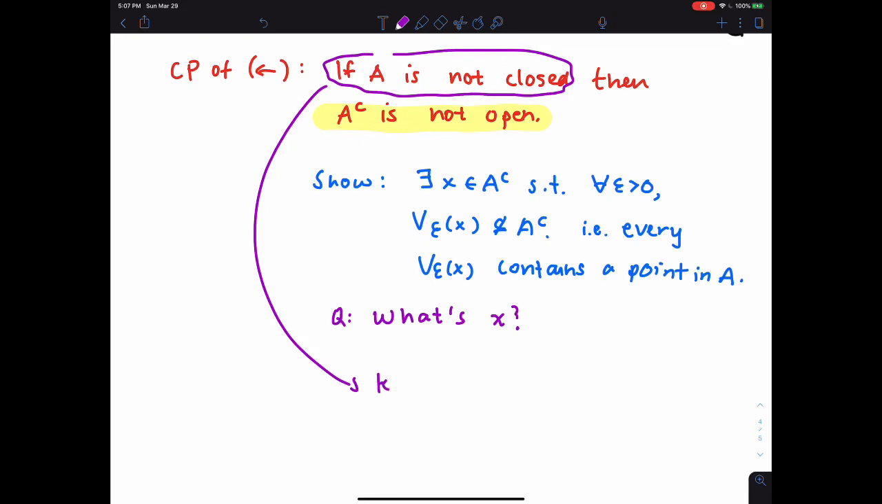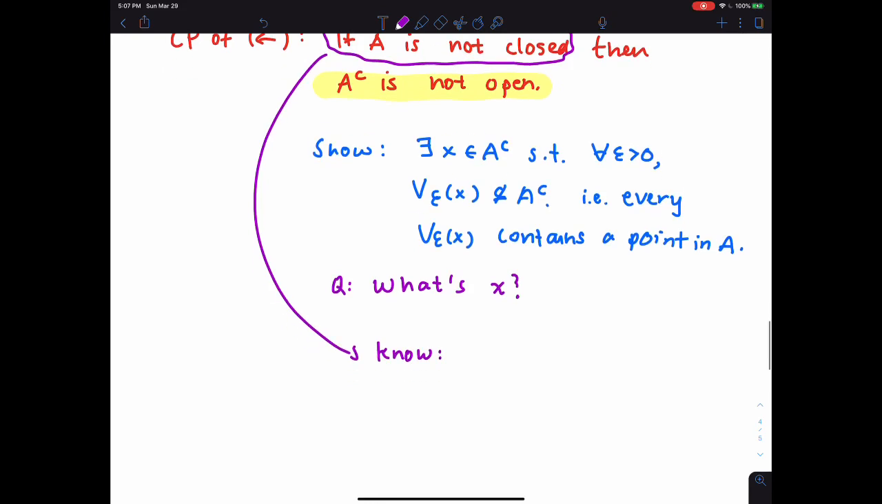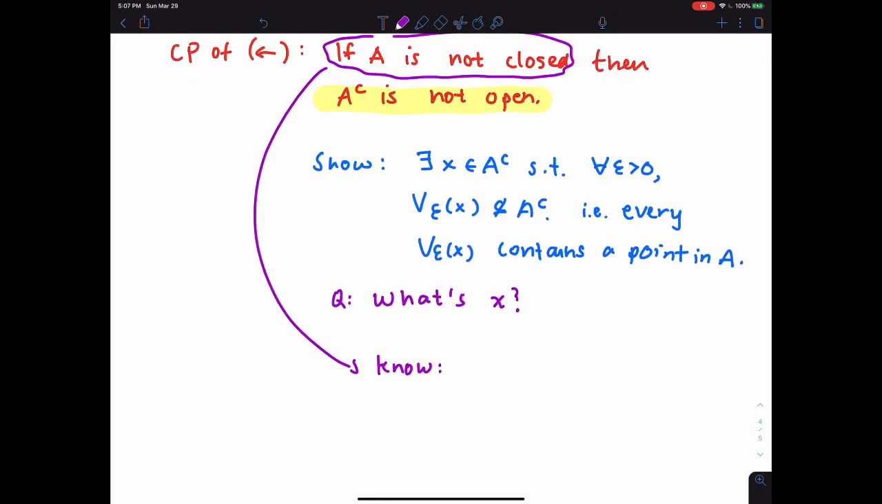We know that we're not closed. And so remember what that means. We know that there has to be a sequence. Now, the set that's not closed here is A, so that's telling us the sequence lives in A, such that xn converges to x, but x is not in A. And remember what that means. That means x is not in A complement. And so now notice we have what we wanted.